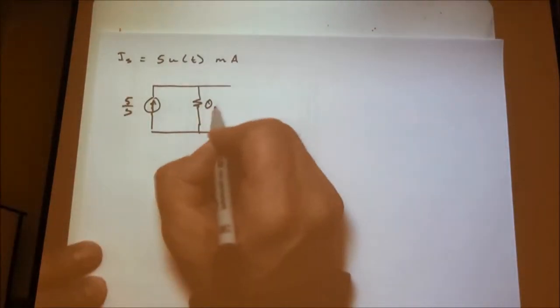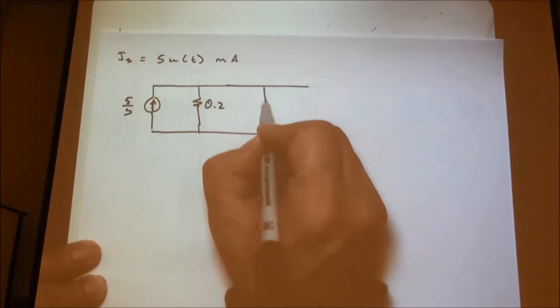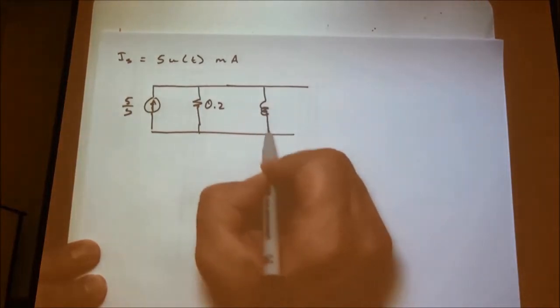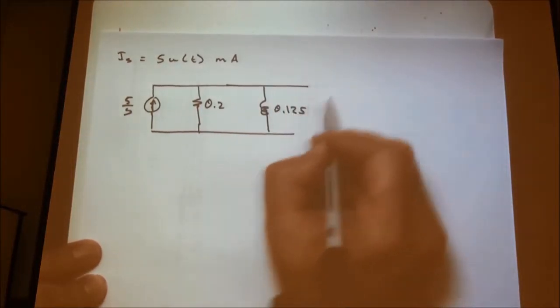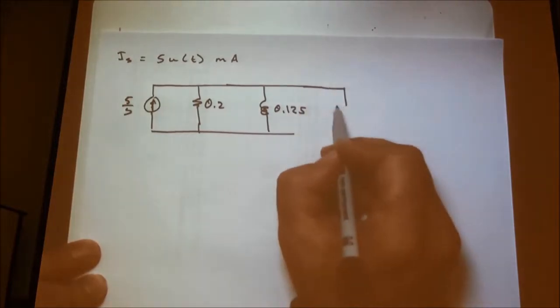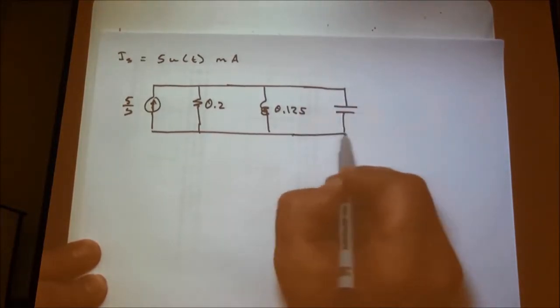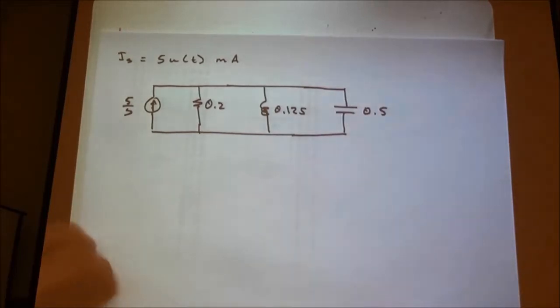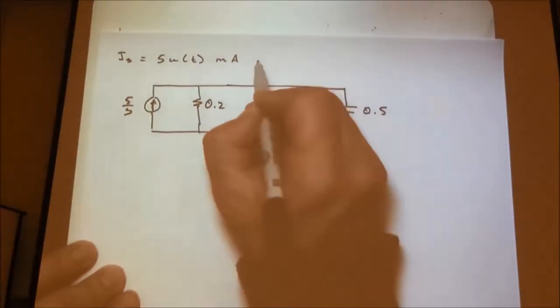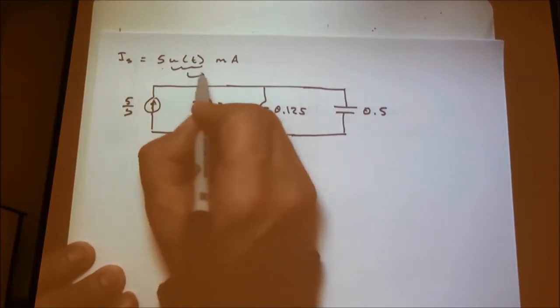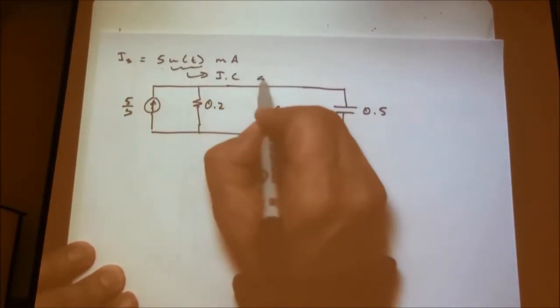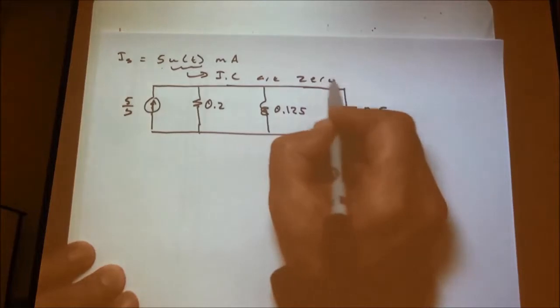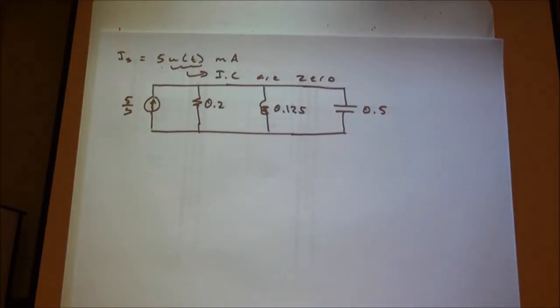And so we have some values here, 0.2, 0.125, very real values. That was a little sarcastic. And then 0.5. And our initial conditions are 0. So because we have this, we can write I_L(0-) and V_C(0-) as 0. And so that makes life a little bit easier.